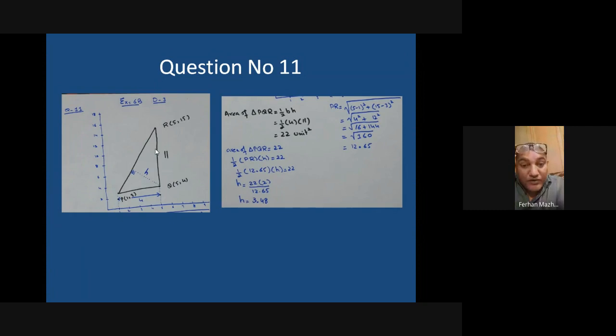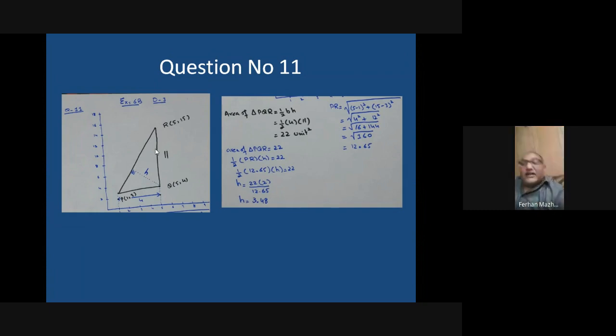Just let me quickly read the statement. The vertices of the triangle PQR: the point P is (1, 3), the point Q is (5, 4), and the point R is (5, 11). Find the length of the perpendicular from Q to PR. Okay. So you can see that I have drawn this on a grid, and don't confuse it with the right angle triangle. This is not a right angle triangle.